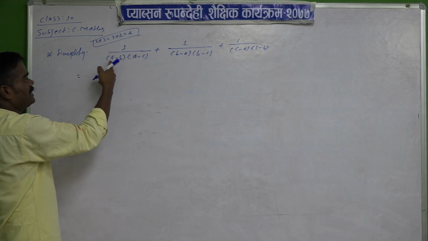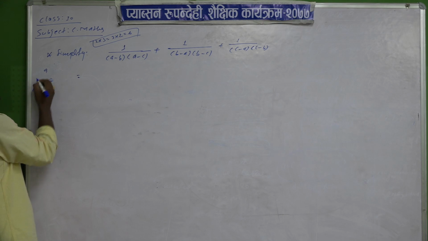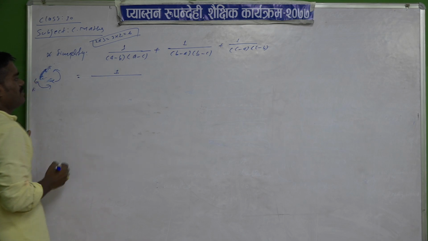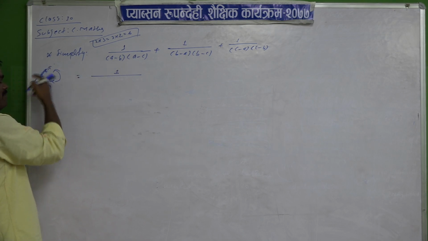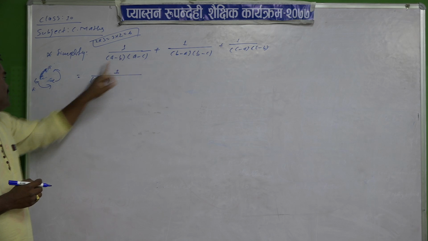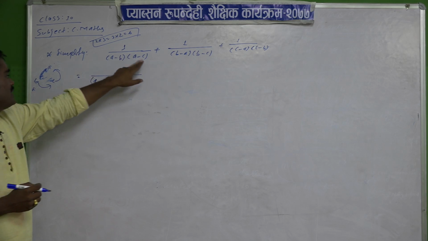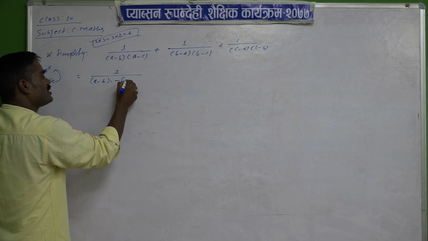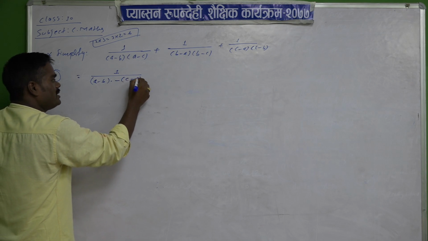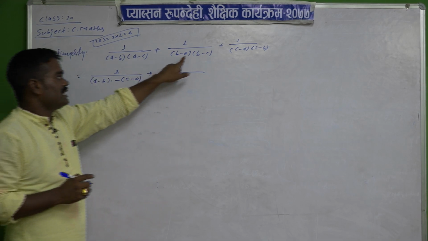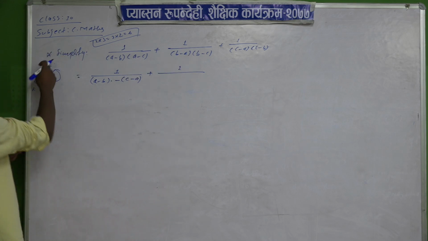See here, what is given? A minus B. So A, B, C. First we need A to B, B to C, C to A. So one is given here: A minus B. Then after that, here is given A minus C, and we need C minus A. So C minus A means, as we have done, minus bracket C minus A. Plus here b minus a is given. So b minus a means, what we need is a minus b.